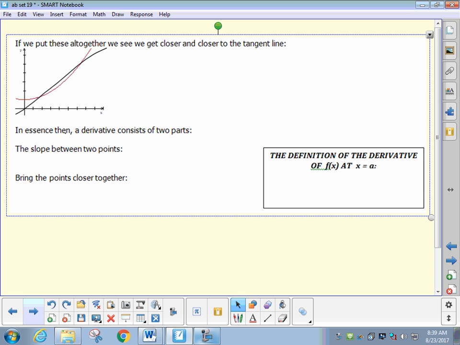I am going to ask you a question on a test. Why is the limit there? In the definition, here's the definition. I'll give you the definition. Why is the limit there? So it's important that you understand the two ideas of the derivative.